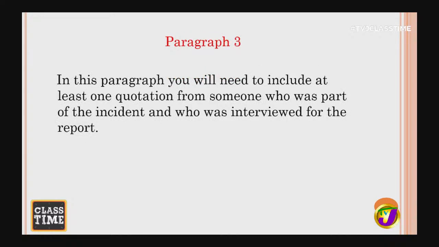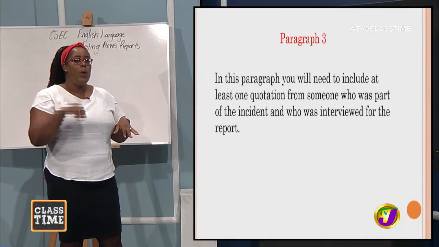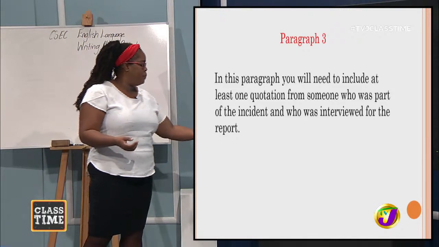Paragraph 3. In this paragraph, you will need to include at least 1 quotation from someone who was part of the incident and who was interviewed for the report, right? So what do you think is happening here? When we include a quotation from someone who was there, what do you think we're attempting to do? We're trying to make our information or the news report more factual, right? Because we got first-hand information from someone who was actually there. Maybe it was the actual person's yard where the crocodile was found.